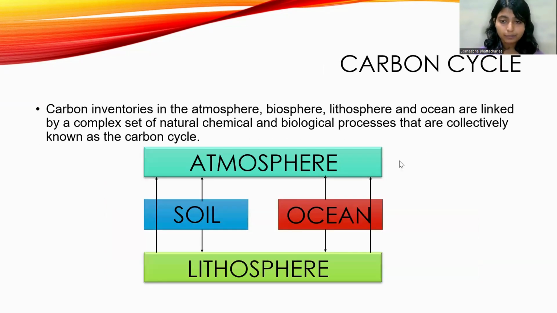Now we have discussed all the carbon inventories. Now we will discuss the carbon cycle. As discussed earlier, the carbon inventories are present in the atmosphere, biosphere, lithosphere, and ocean. And all these carbon inventories are linked by a complex set of natural, chemical, and biological processes. This complex cycle is known as the carbon cycle.